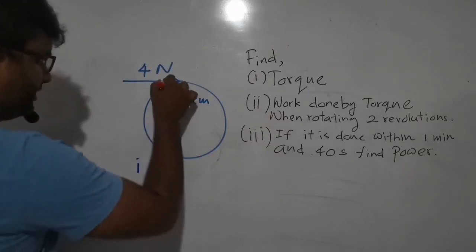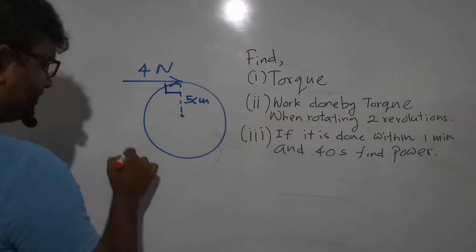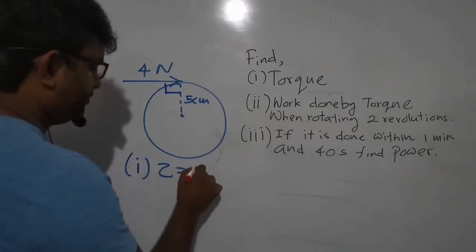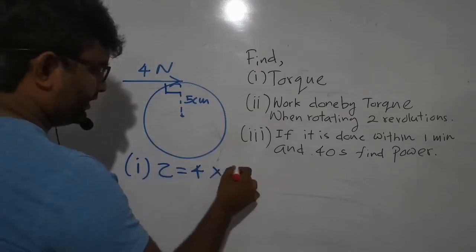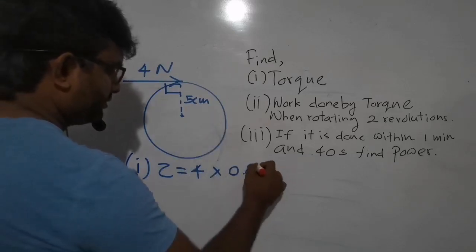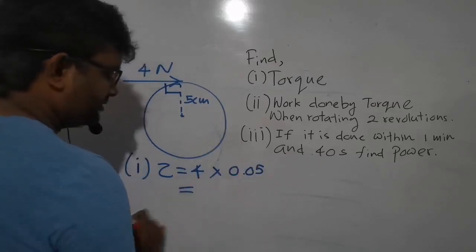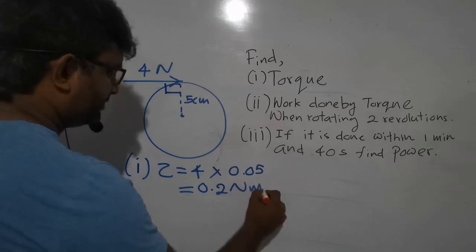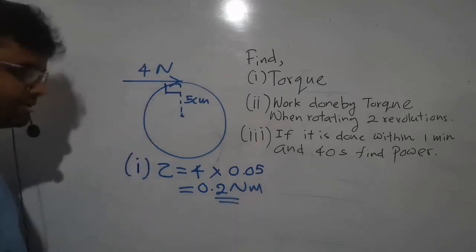Right, here we are giving a tangential force to that disk. So we can find torque. Torque is equal to force 4 into 0.05 meters, right? Then 0.2 Newton meters. This is the torque, right?